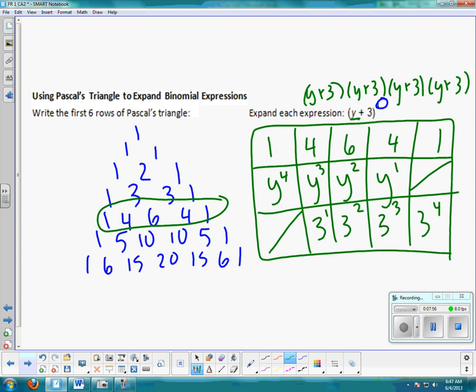And then we go ahead and multiply each column. So 1 times y to the 4th is 1y to the 4th. Plus 4 times 3, which is 12, y cubed. Plus 6 times 3 squared. 3 squared is 9. 6 times 9 is 54, y squared. Plus 4 times 3 cubed. 3 cubed is 27. 4 times 27 is 108, y. And the last one is 1 times 3 to the 4th, which is 81.